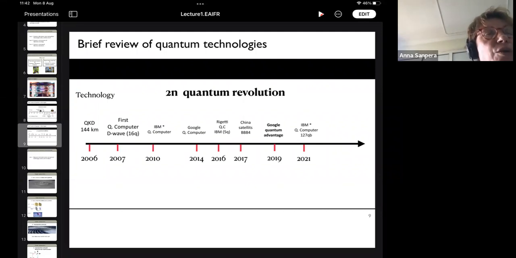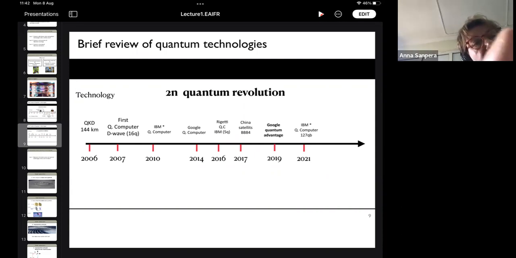So not only the big companies like IBM, Google, and so on, but Rigetti Computing, which now has 16 qubits, is just a single person from the university that decided to open a company. And at that time, IBM already has a 5 qubit computer, which is open. Everybody can use it. It's a very bad computer, of course, with 5 qubits, as you can imagine.